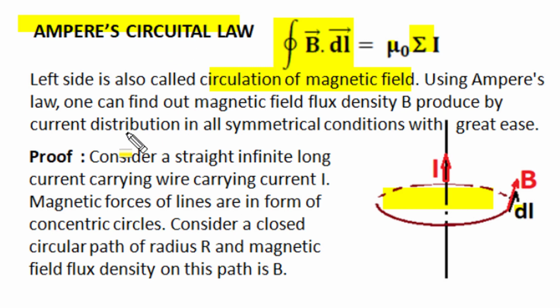Now, let's first prove or verify Ampere Circuital law, and let's consider a straight infinite long current carrying conductor carrying I current. Now, due to symmetry of this current, as per Oersted observation and Maxwell right-hand rule, it will produce magnetic field in the form of concentric circles around it.